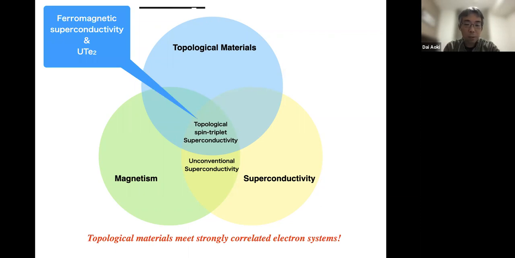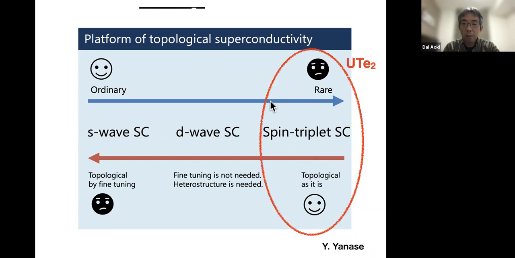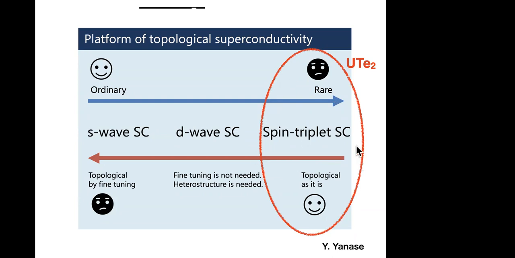I want to say that topological materials meet strongly correlated electron systems. Another view is from Yanase-san. He showed that s-wave superconductivity is quite usual and there are many materials, but to tune topological superconductivity is quite difficult, so we need to manipulate somehow. Topological superconductivity is rare. On the other hand, spin-triplet superconducting materials are also quite rare. Uranium ditelluride is located here, so it is an important material.